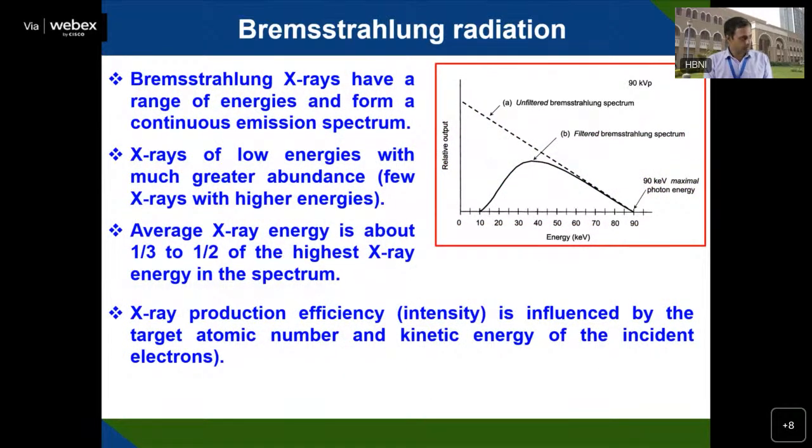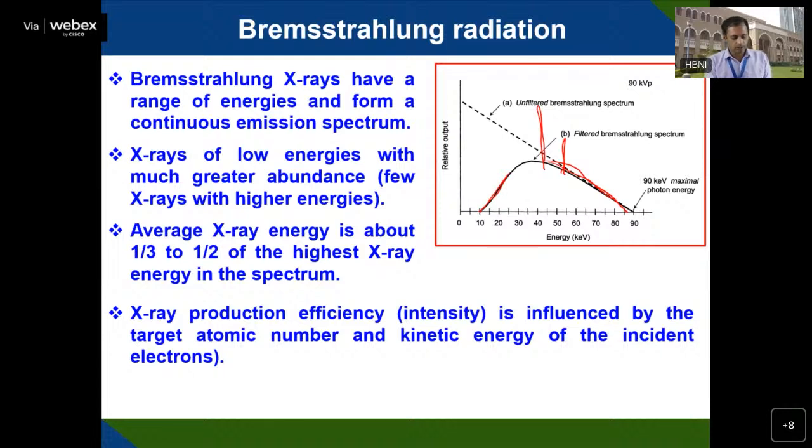So if you see the Bremsstrahlung interaction, this is the background radiation, and in this background radiation you get a continuous spectrum with a range of energies. In this continuous spectrum, you'll get the characteristic X-rays, K alpha and K beta, but this background radiation is mainly due to the kinetic energy loss during the interaction process.